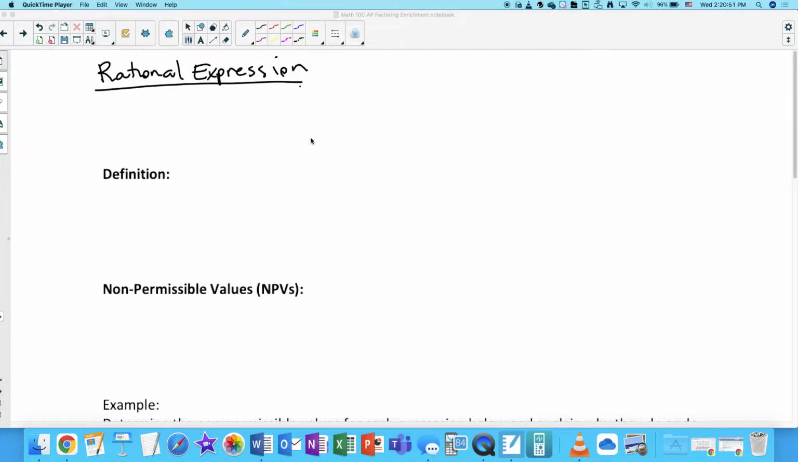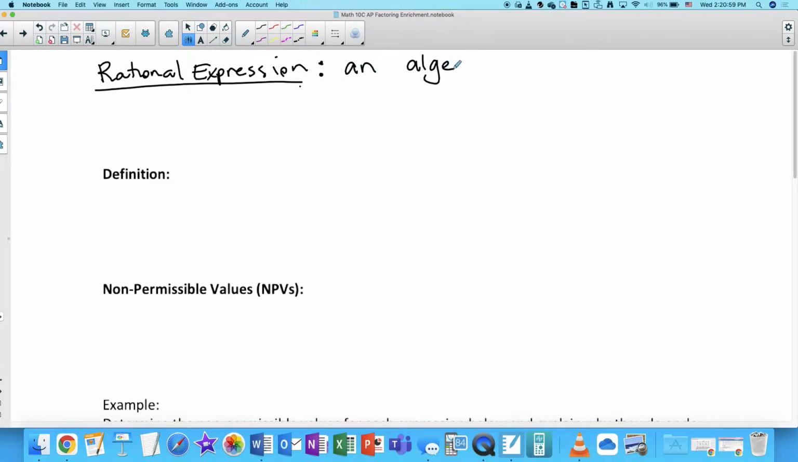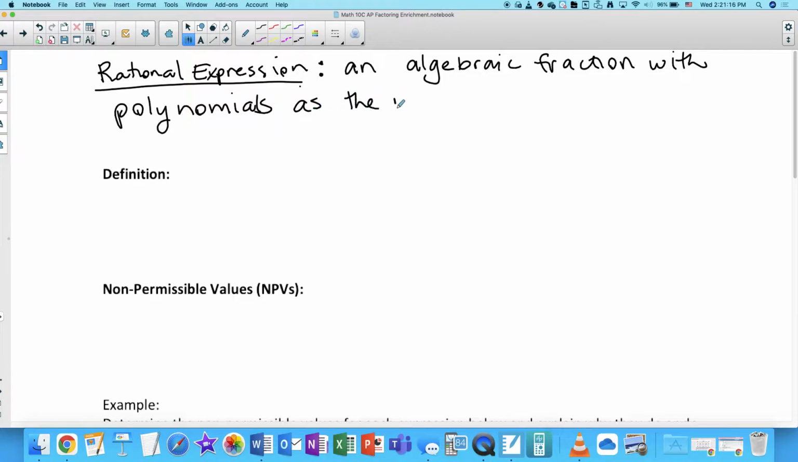Definition of a rational expression. It is an algebraic fraction with polynomials as the numerator and denominator.